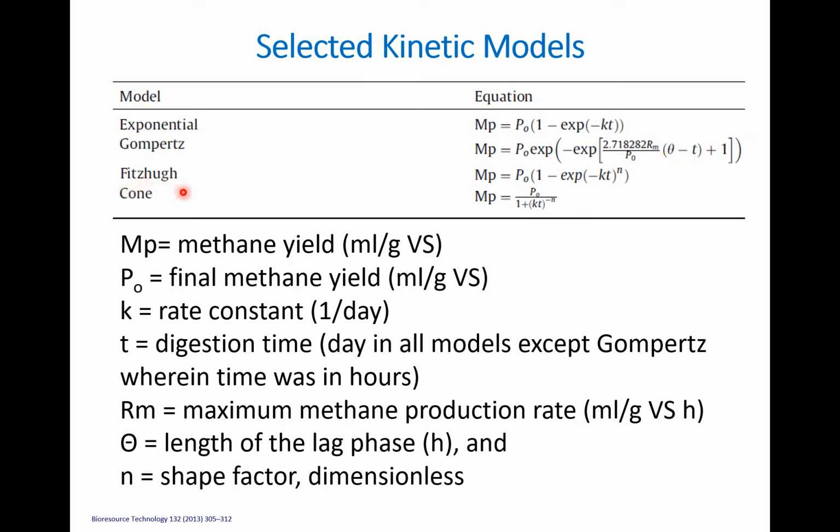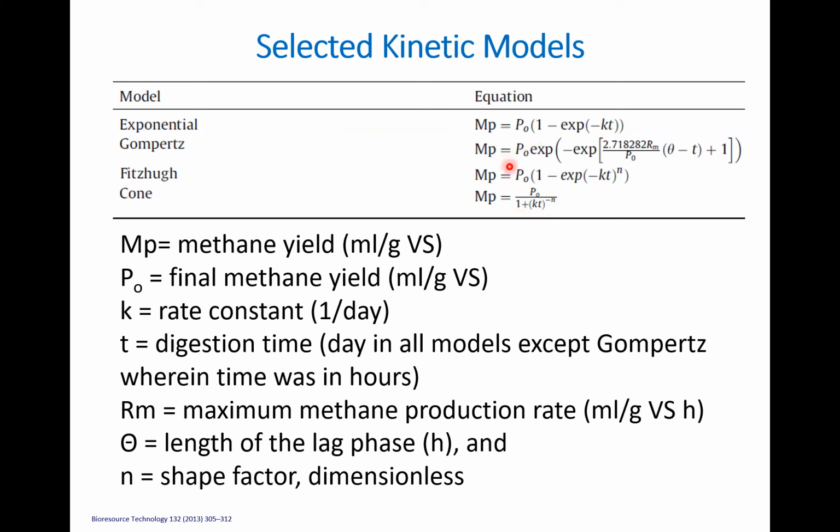The Fitzhugh equation is more or less like exponential, except that it has a final term. It has also an exponent, which they call the shape factor, and it is dimensionless. The Cone model is the same thing. Actually, it has also this kind of shape factor.